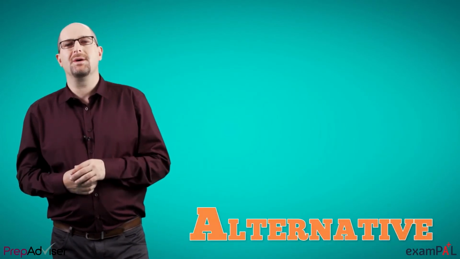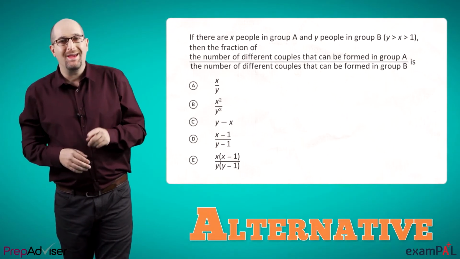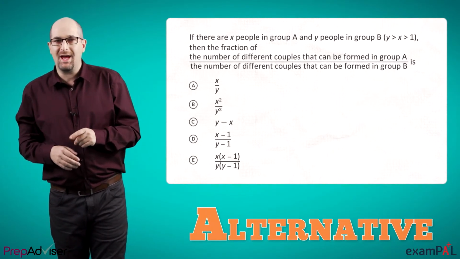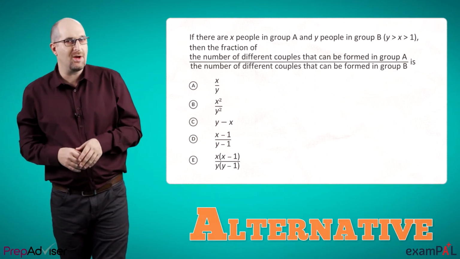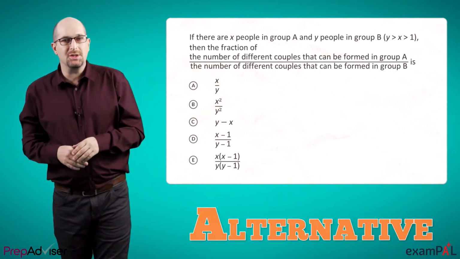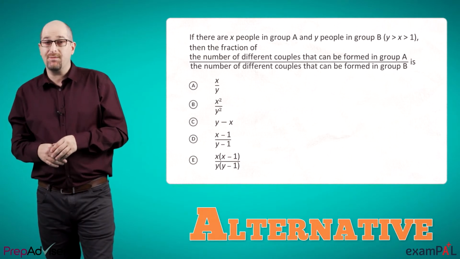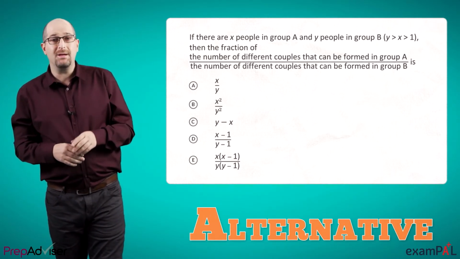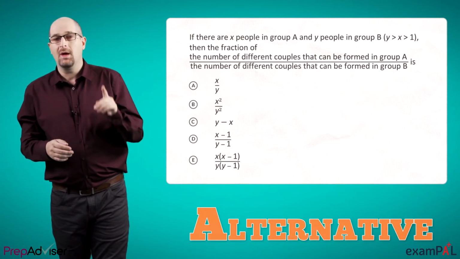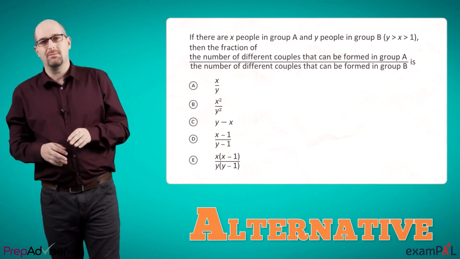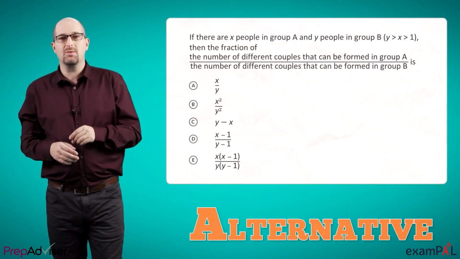Sometimes, though, we'll have no numbers in the answer choices either. In this case, we'll use a different alternative tool and make the numbers up ourselves. Here's an example. If there are X people in group A and Y people in group B, Y is greater than X is greater than 1, then the fraction of the number of different couples that can be formed in group A divided by the number of different couples that can be formed in group B is, here we have no numbers at all. So we'll just choose ones that are easy to work with.